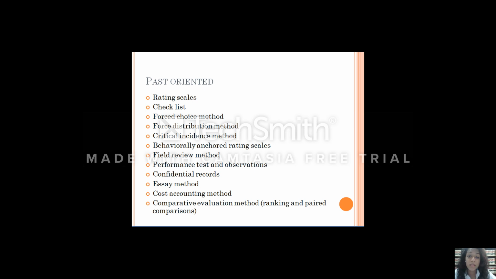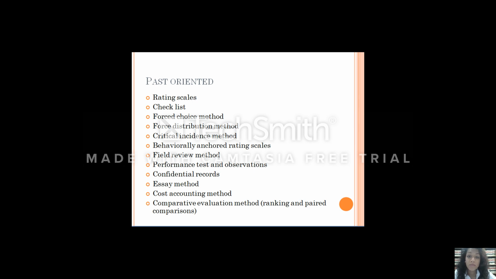The next method is behavior anchored rating scales. Statements of effective and ineffective behavior determine the points. They are said to be behaviorally anchored. The rater is supposed to say which behavior describes the employee's performance. The next one is the field review method. This is an appraisal done by someone outside the employee's department, usually from a corporate or an HR department.